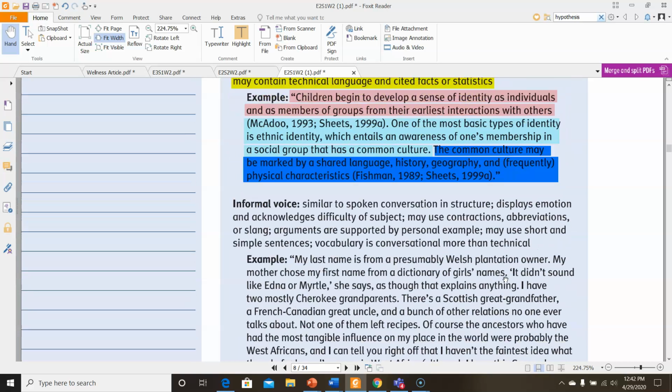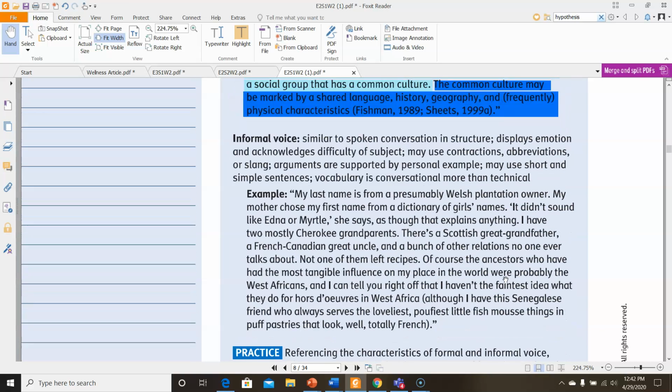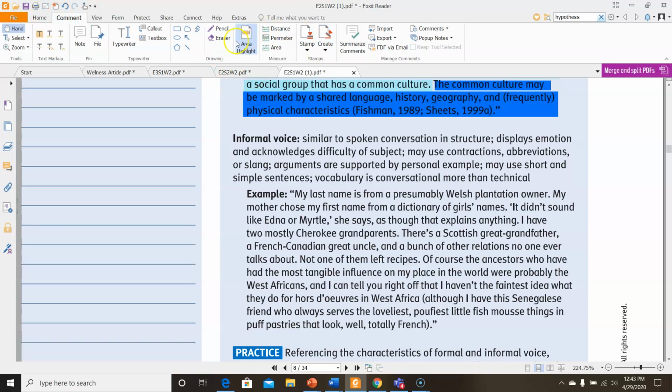It says informal voice. Similar to spoken conversation in structure, it displays emotions and acknowledges difficulty of subject. It may use contractions, abbreviations, or slang. Arguments are supported by personal example and may use short and simple sentences. Vocabulary is conversational more than technical. So I just wanted to highlight some examples of these things throughout this.